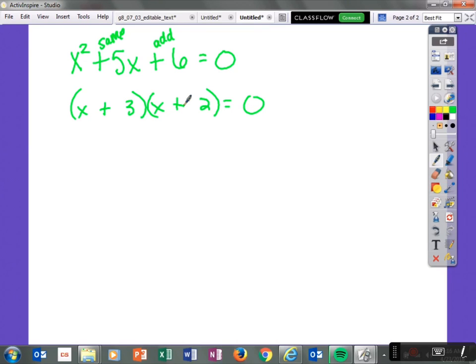Now we have to set both parentheses equal to 0. So x plus 3 equals 0, x plus 2 equals 0. Now am I done? No. Is x by itself yet? No. What do we have to do here? Minus 3 and minus 2. You get negative 3. So x equals negative 3 and x equals negative 2. And those are my answers.